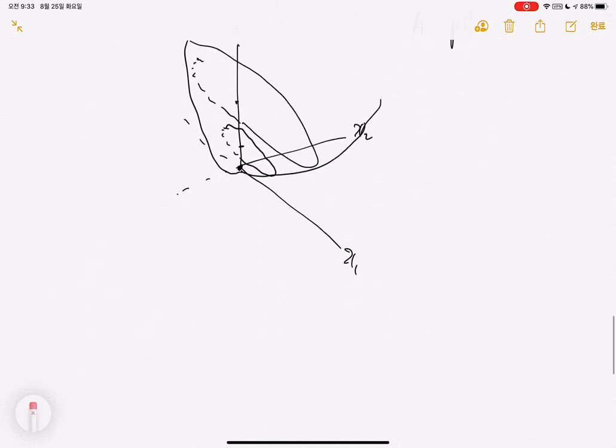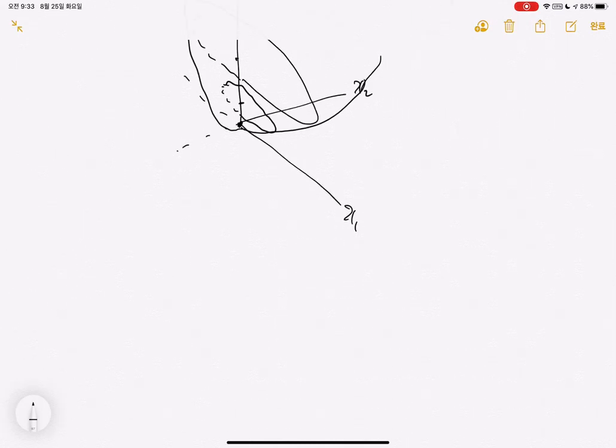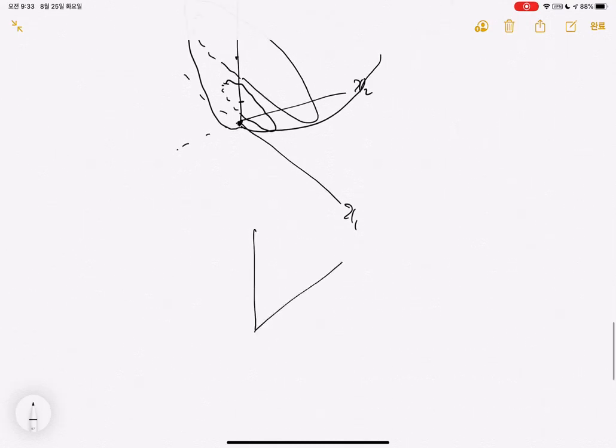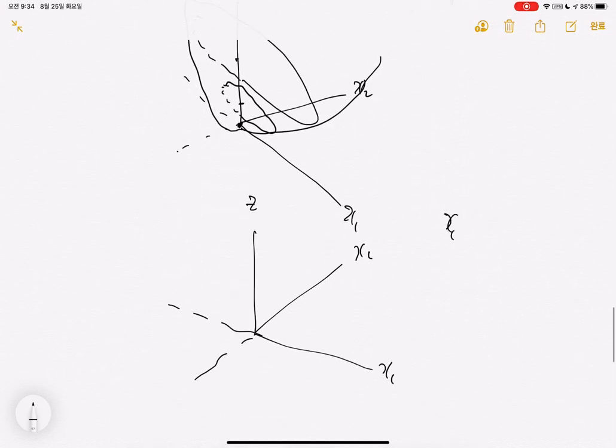When A is positive semi-definite, however, when z is 0, x1 plus x2 is 0. So it's going to be a line. Let's change the color here. It's going to be a line like this.